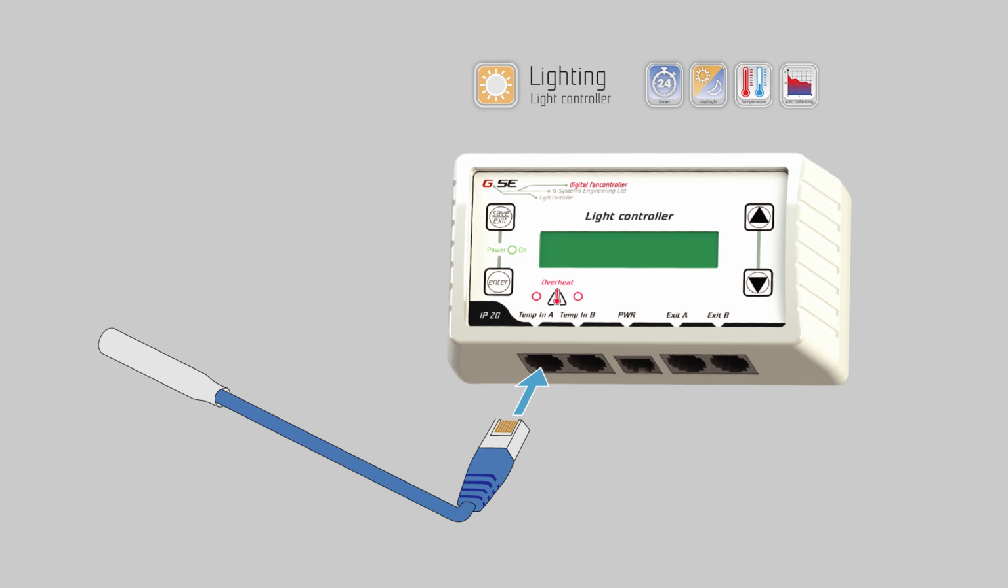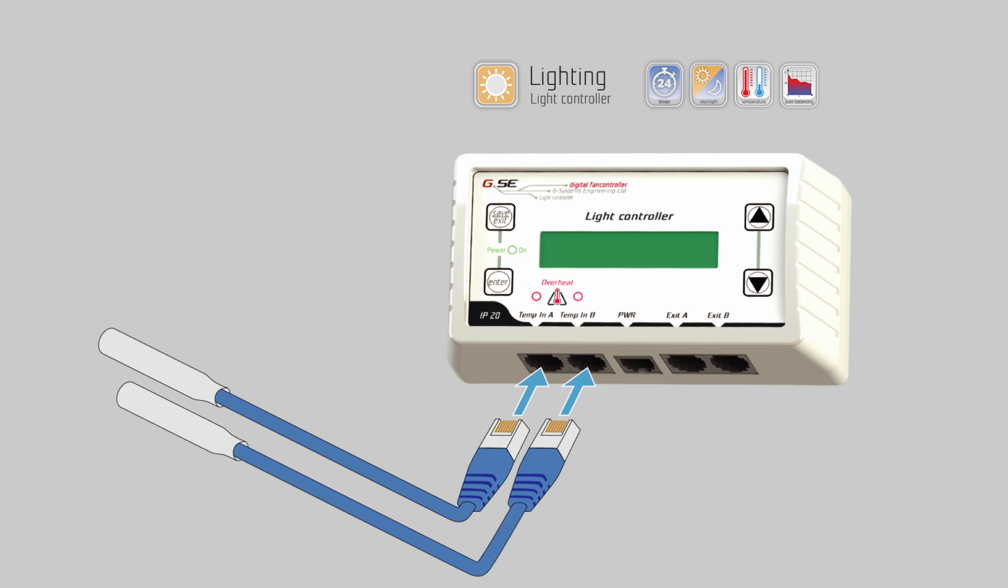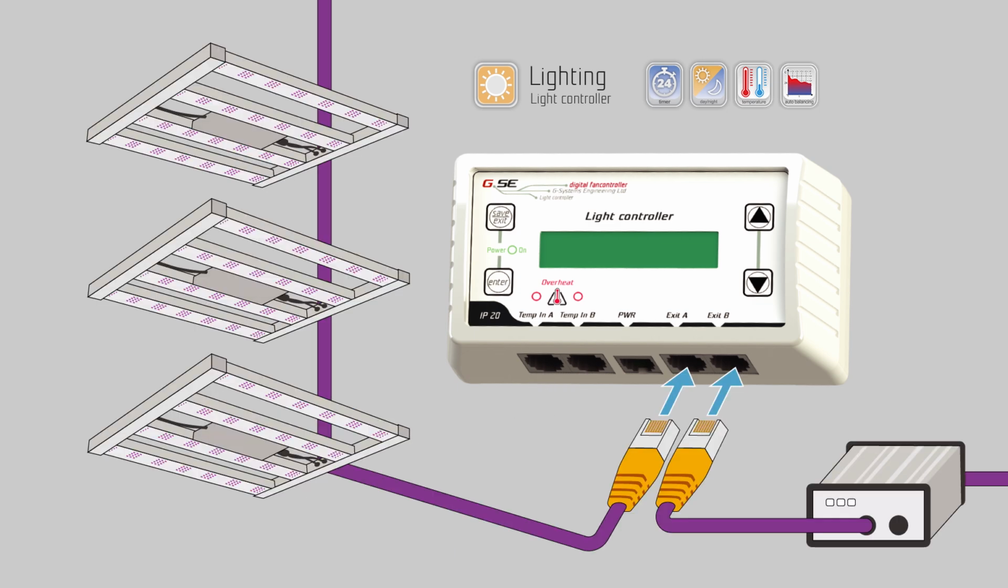Connect the provided temperature sensor to the input described as temp in A, and if you have purchased a second temperature sensor separately, connect it to the input described as temp in B. Connect your dimmable ballast or LED lamp to exit A and exit B. Depending on the device you can connect up to 50 lights per channel.